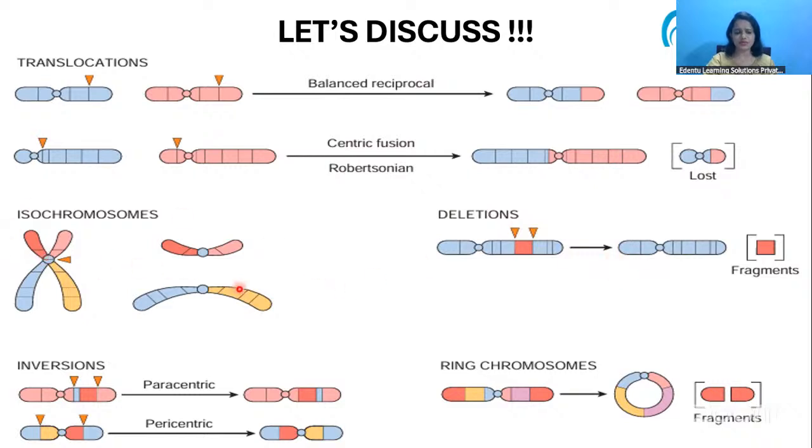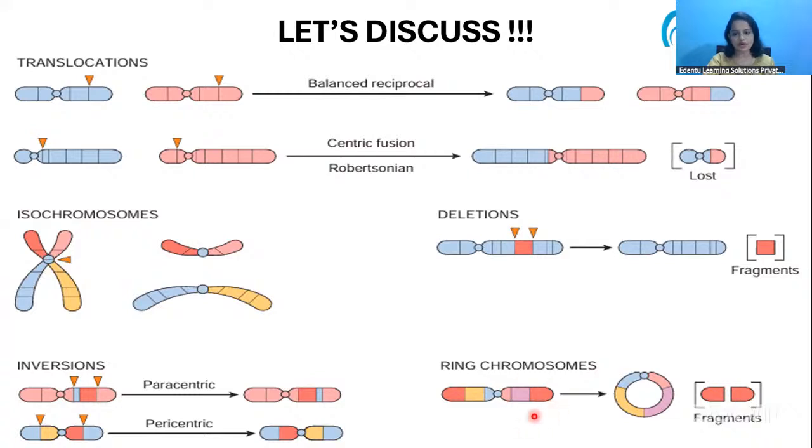Next is isochromosome. Usually the cell division happens in a vertical manner, so one P arm and one Q arm will be there, and another P arm and another Q arm will be there. But if it happens in a horizontal manner, then it will create two chromatids with two P arms and two Q arms alone. That will create something called isochromosomes.